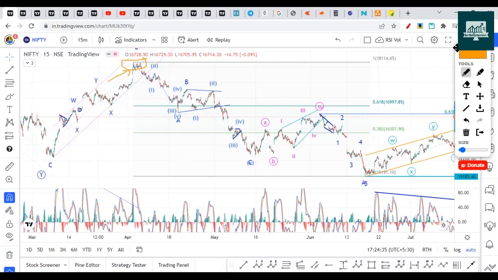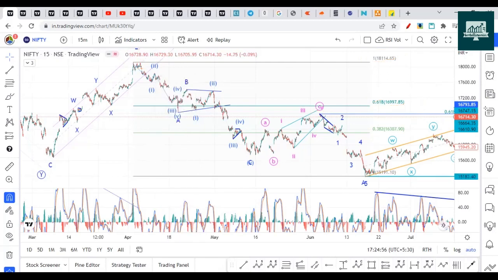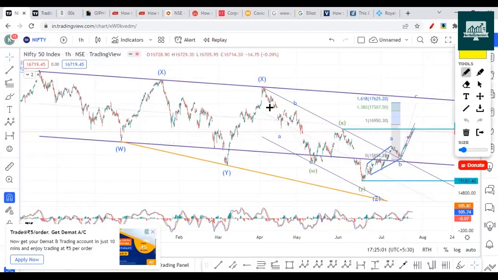So if it is breaking this high, the 0.618 Fibonacci is coming at 17,000. So if this is also crossed after breaking this, then we can expect it to go further on the upside, but we can expect that it is not going to break this. If this swing is broken, let me go to the other chart, there you will be able to understand properly. So here we are saying that this is W wave, this is X wave, and this is Y wave. So Y wave is very small. That is another problem.